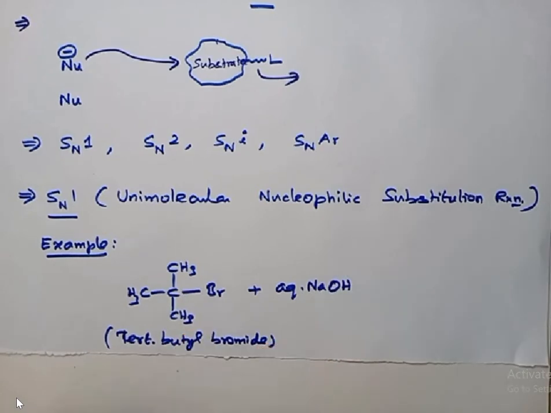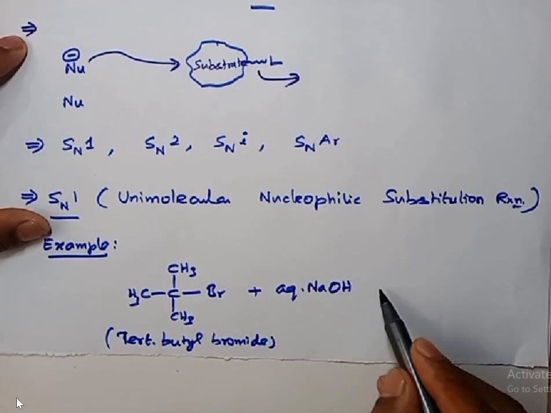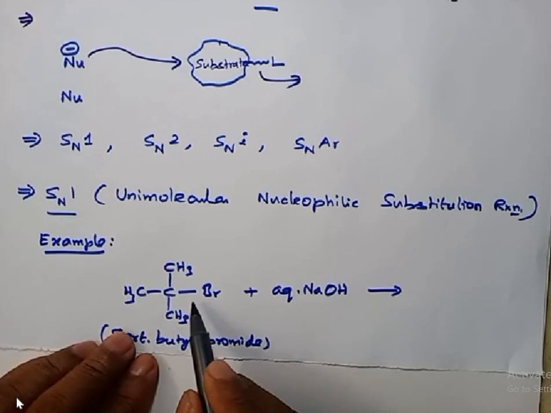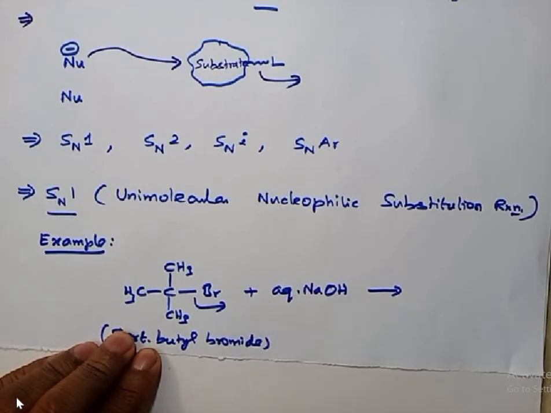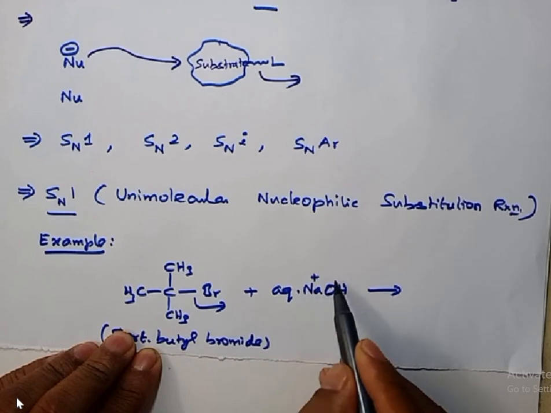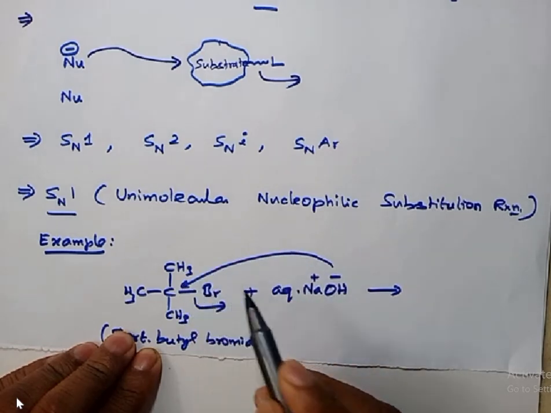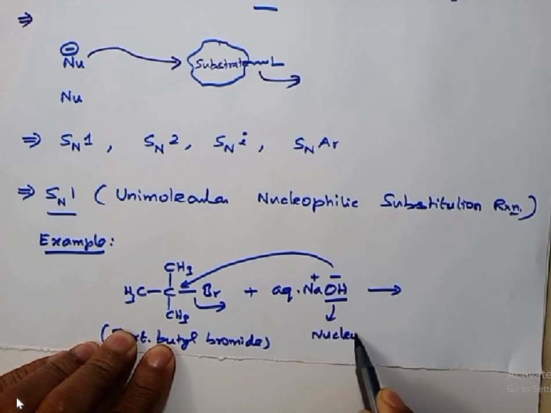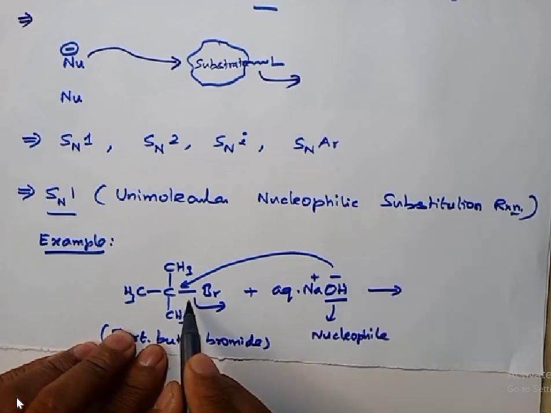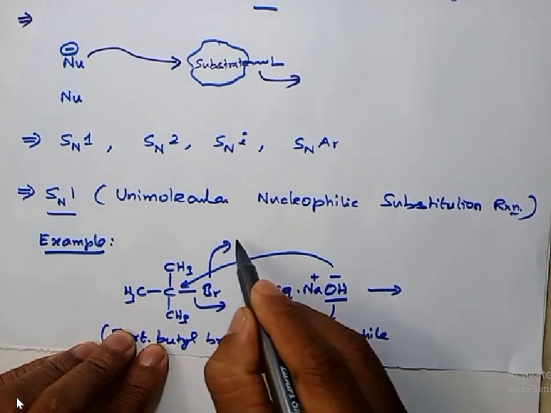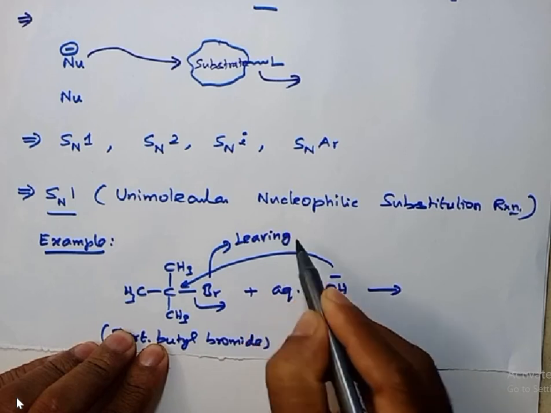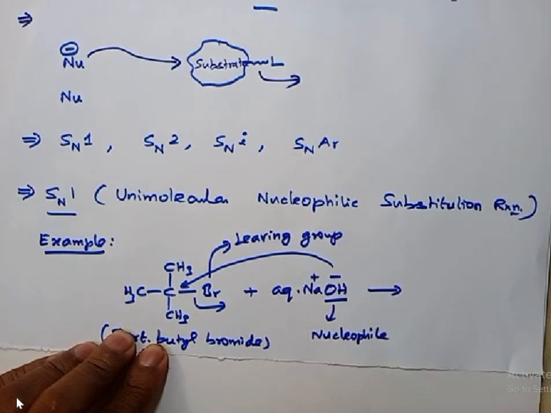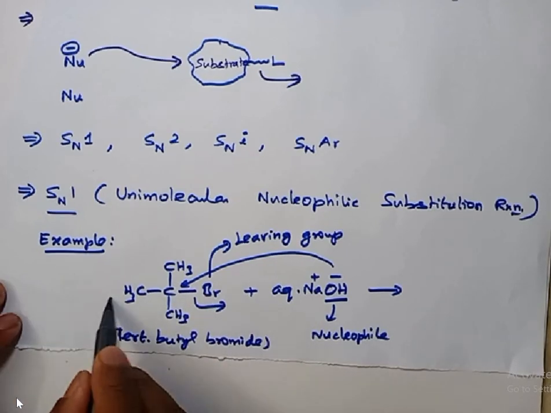what will happen? Nucleophilic substitution will occur and you will get this product. The bromine is a leaving group and it will come out. Here, sodium hydroxide will ionize to give Na plus and OH minus ions. The OH minus ion will attack this carbon. So OH minus is the nucleophile here, and this bromine atom is the leaving group. This molecule is called the substrate.